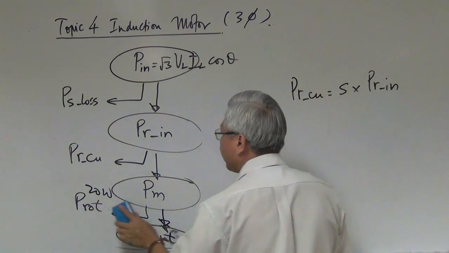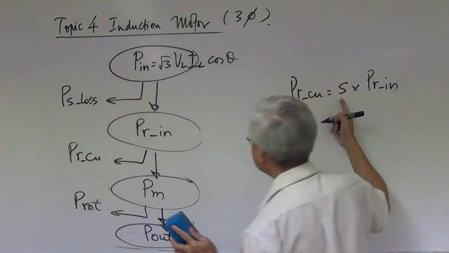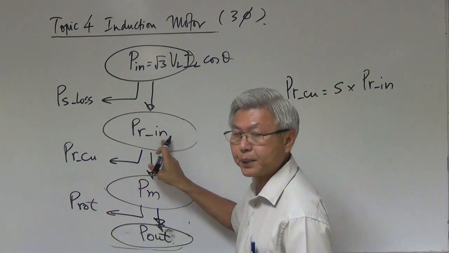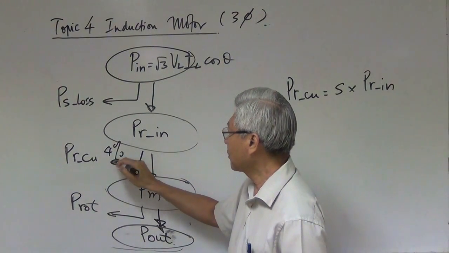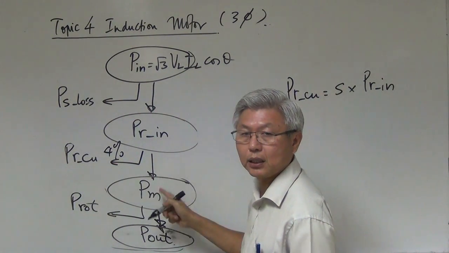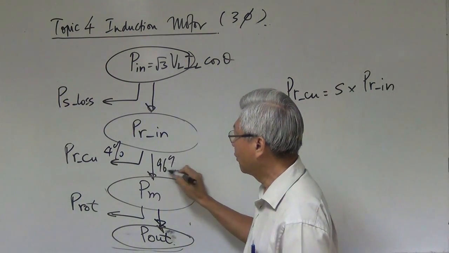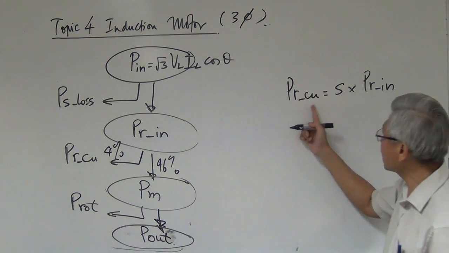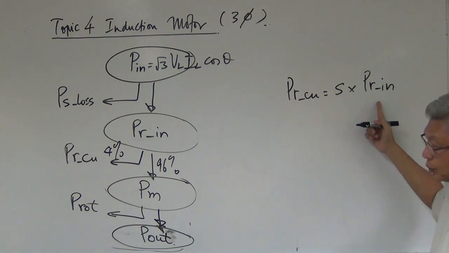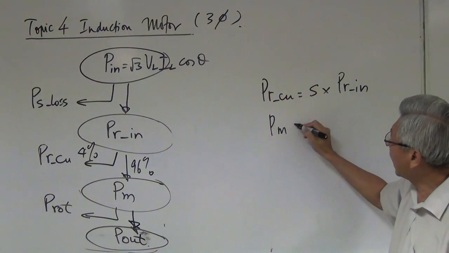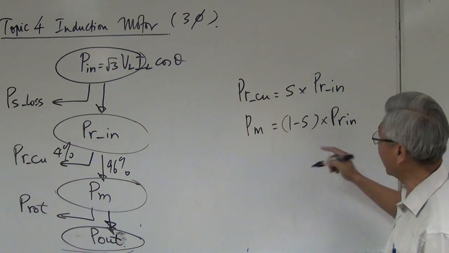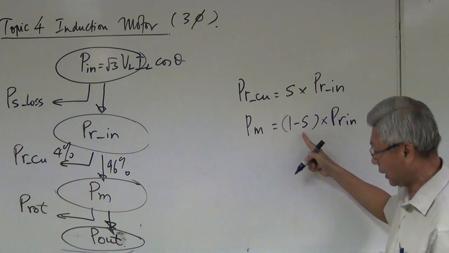That means, remember, slip is a percentage, right? So if I say the rotor copper loss is 4% of this, if this is 4%, how much is here? Of course, it's 96%, right? 4 and 96, 100%. So if rotor copper loss is equal to 4% of rotor input, then the gross mechanical power is equal to (1 minus S) times rotor input. If it is 4%, here is your 96%.